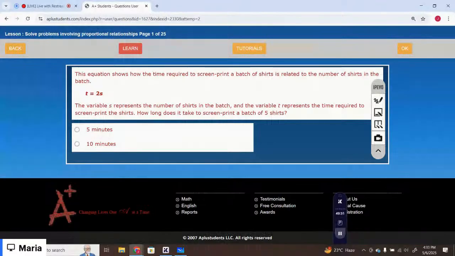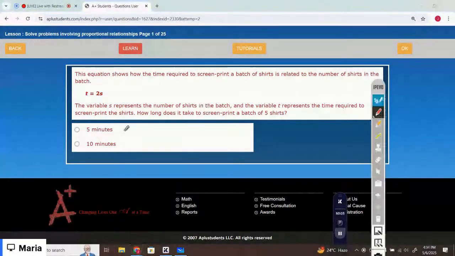This question shows how the time required to screen print a batch of shirts is related to the number of shirts in that batch. T equals 2S. The variable S represents the number of shirts in the batch, and the variable T represents the time required to print the shirts. How long does it take to screen print a batch of 5 shirts?